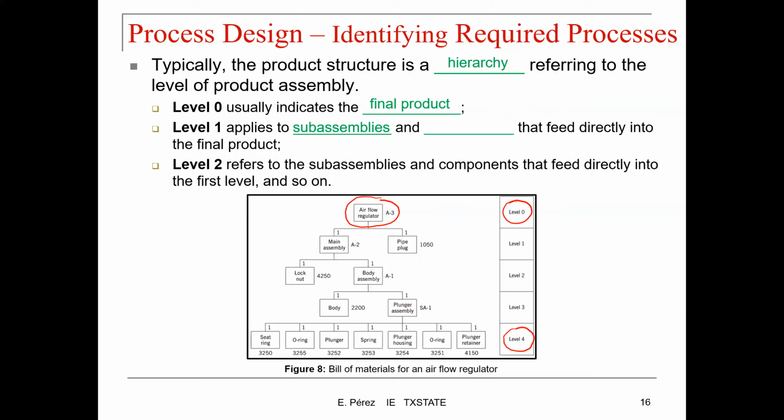For example, here we have all these parts, and when you put them together, you create this plunger. And then when you put that together with the body, you have the body assembled, which is level 2. Level 1 applies to sub-assemblies and components that fit directly into the final product. Level 2 refers to the sub-assemblies and components that fit directly into the first level, and so on.